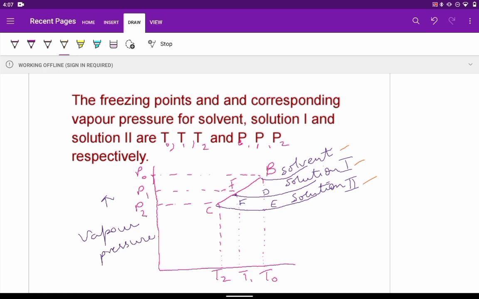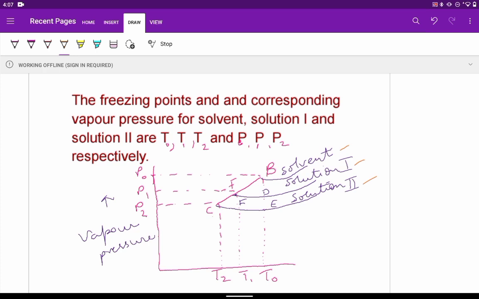Now here we see this is a curve CFB, you can see in this figure. CFB is a curve for the solid solvent. The vapor pressure curves of the solvent, solution 1 and solution 2 meet the CFB curve at the points B for the solvent, F for solution 1 and C for solution 2.